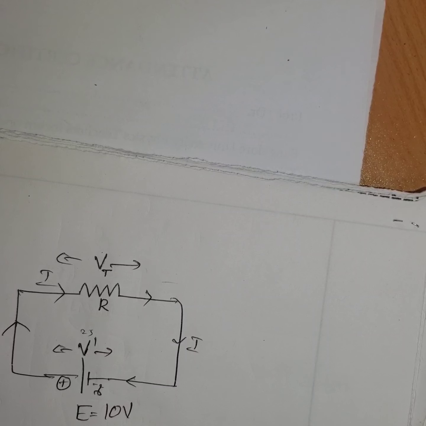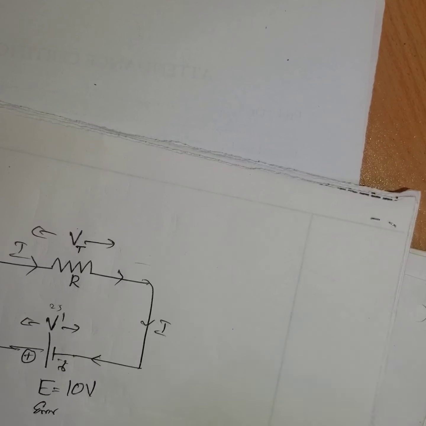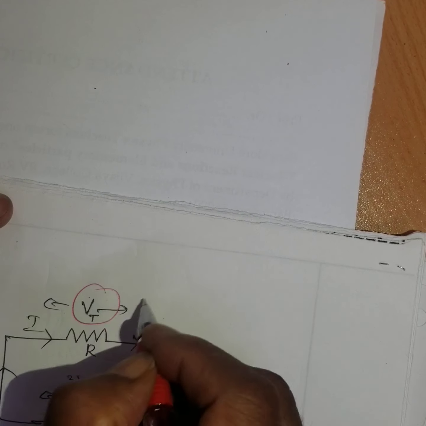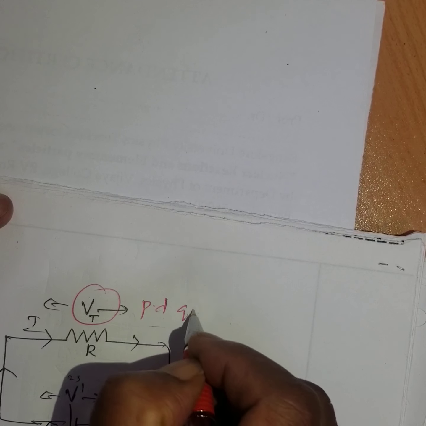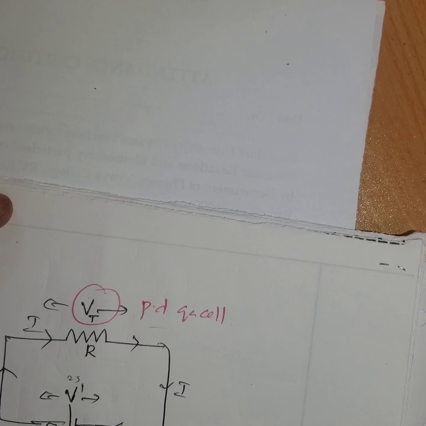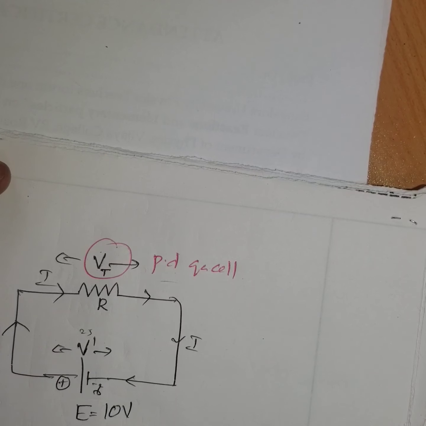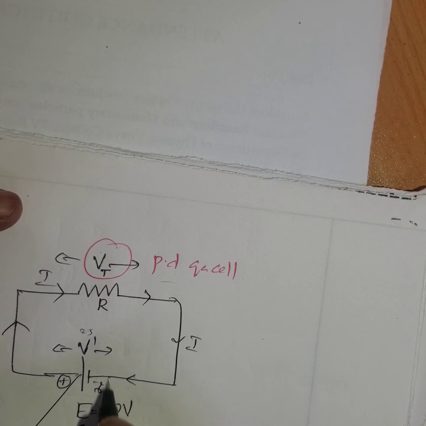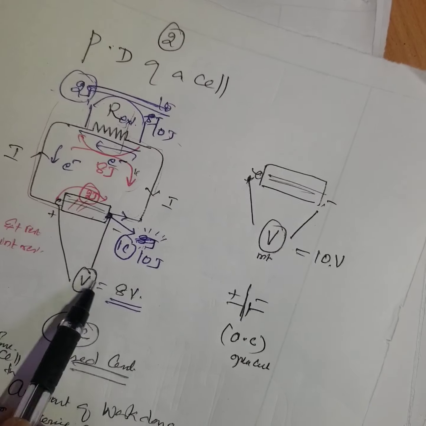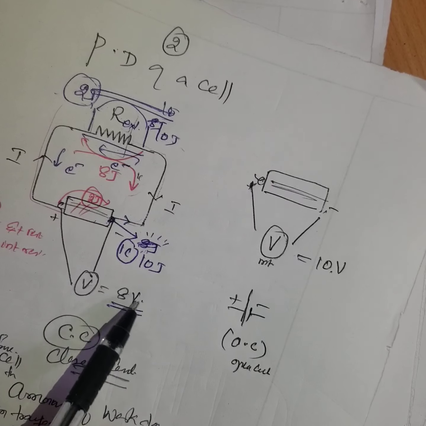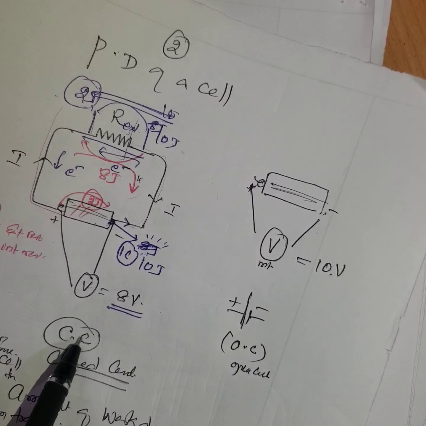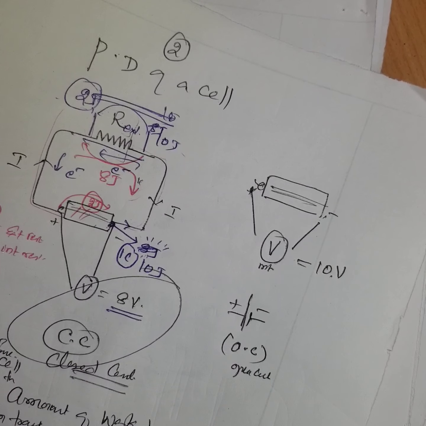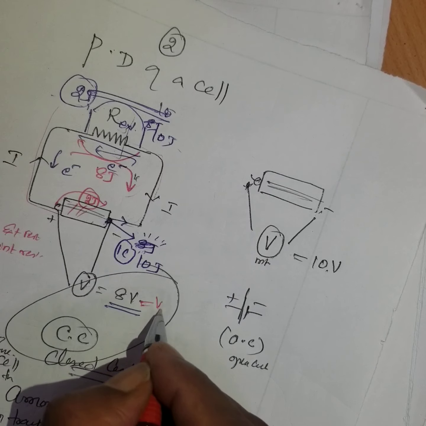Now what I do is, here, terminal potential. This is what is called the potential difference of a cell. This is the potential difference between the two electrodes. I said no, potential difference between the two electrodes when it is a closed circuit, in a closed circuit. This is 1 mark. This is called terminal potential, 1 mark.